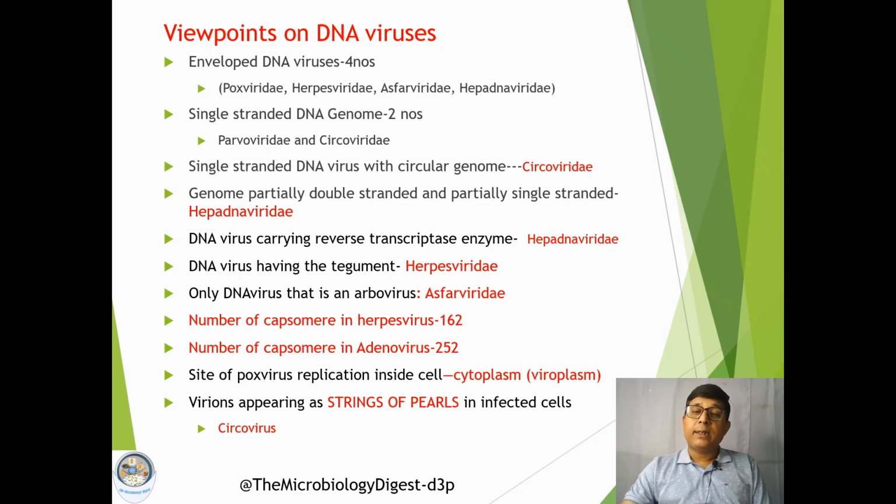Virus having DNA with a tegument, it is the herpesvirus. DNA virus carrying the reverse transcriptase enzyme, it is the Hepadnaviridae. Only DNA virus which can be termed as an arbovirus, it is the asfarvirus. Capsomere numbers: 162 in herpesvirus, 252 in adenovirus. Poxvirus replication site is the cytoplasm, and these sites are specifically called viroplasm. String of pearls appearance is in circoviruses.